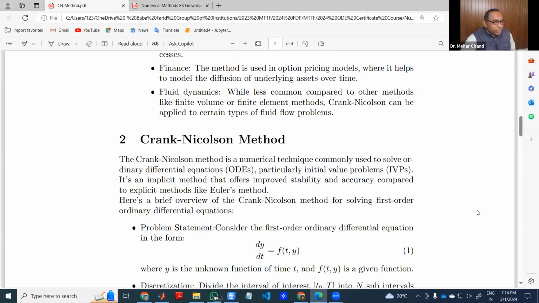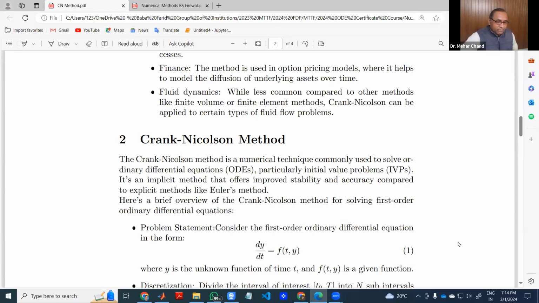Okay, so here is the approach which, in section two, expands on the ODE. And this approach we can easily use to solve ordinary differential equations. So the Crank-Nicolson method has the same basics as given here. It is an implicit method that offers improved stability and accuracy compared to explicit methods like the Euler method. Okay, so this is the overview.